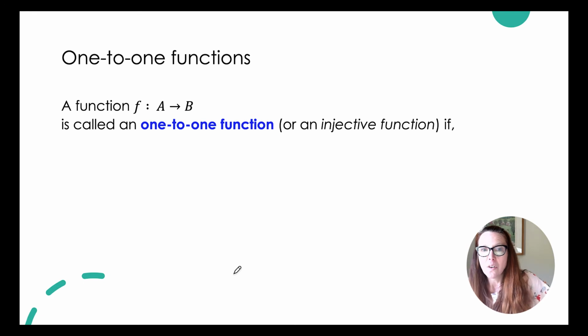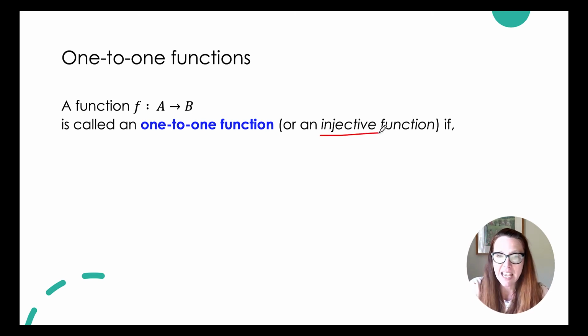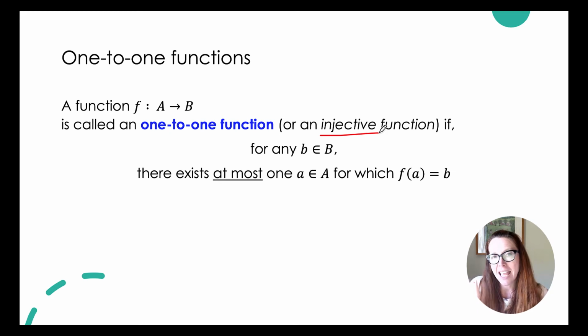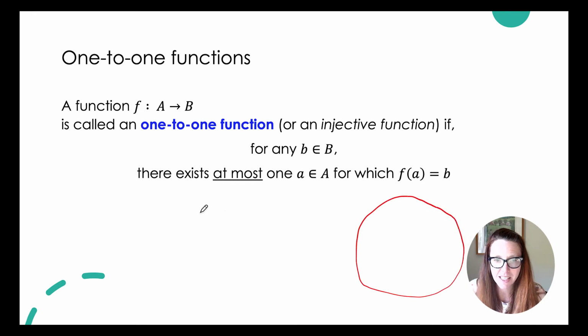Okay, so one other type of function that we can define is a function that's one-to-one. Another word for this is an injective function. A function is defined as one-to-one or injective if for any b in B, so any element in our codomain, there is at most one element in the domain that maps to it. So what does that look like?